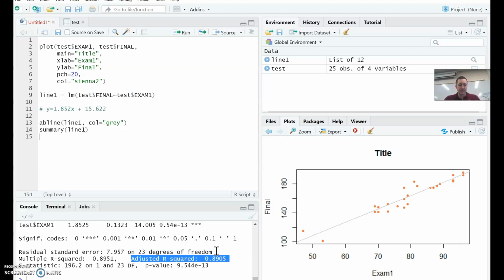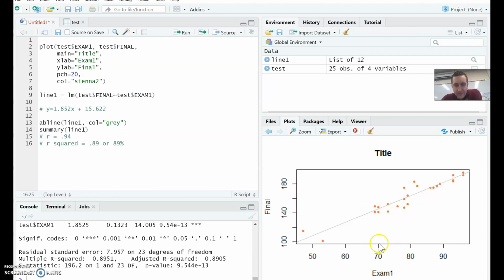It's 0.94. Okay, so we know that our R is 0.94 and our R squared was 0.89, or 89%. That means that this is a really strong positive correlation and that exam number 1 is responsible for 89% of the variability for your final exam.